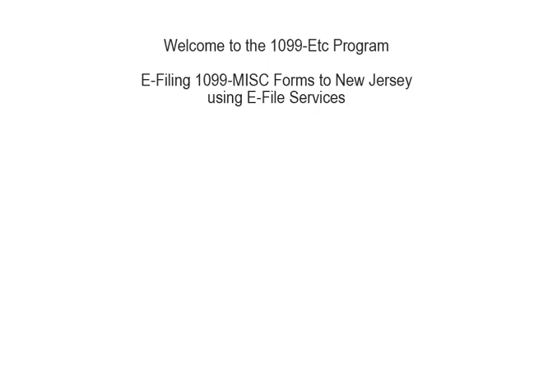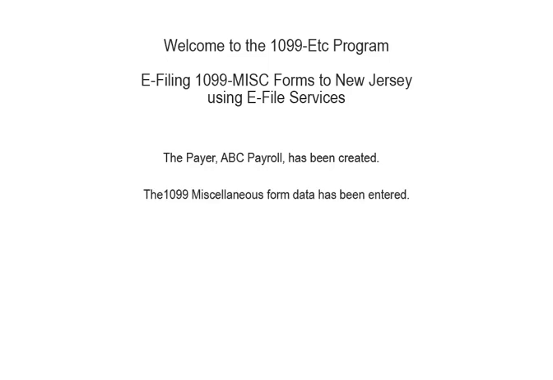This tutorial covers e-filing the 1099 miscellaneous forms to New Jersey using e-file services. Only the 1099 miscellaneous form can be e-filed to the state using e-file services. To begin, the payer ABC Payroll has been created, and the 1099 miscellaneous form data has been entered.